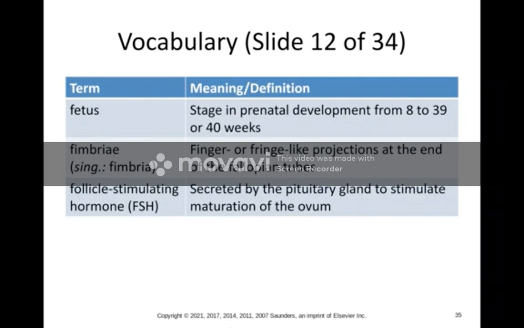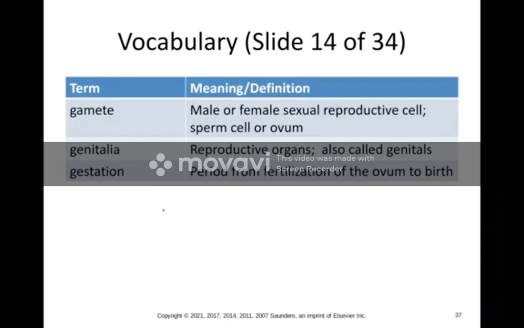Fimbriae, which is the plural. The singular would be fimbria. These are the finger or fringe-like projections at the end of the fallopian tubes. Follicle-stimulating hormone. This is secreted by the pituitary gland to stimulate maturation of the ovum, FSH. Gamete, that's either a male or female sexual reproductive cell. So for men, that would be the sperm, and women, it's the ovum.